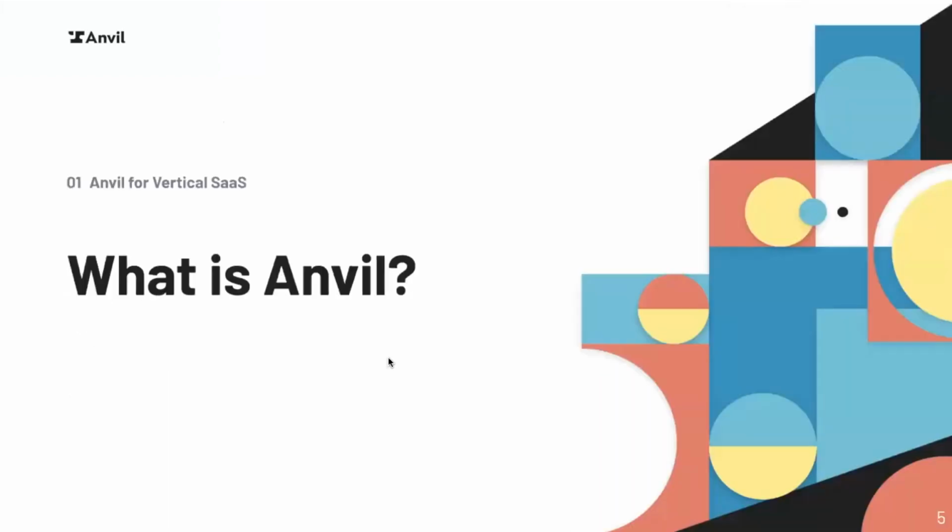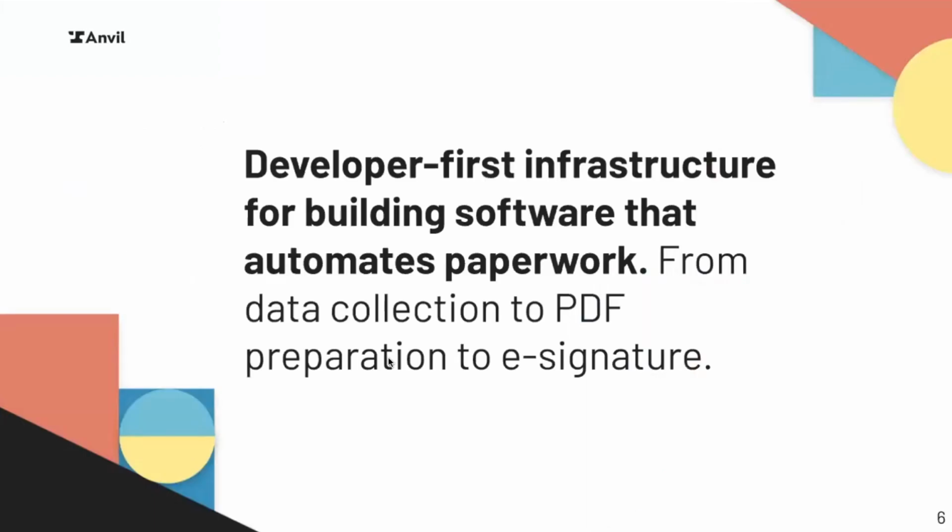So to start, what is Anvil? I realize there's a lot of text here, but Anvil is the developer-first infrastructure for building software that automates paperwork. That means everything from gathering the data that you need to fill out a PDF to actually setting up the PDFs and then also sending those PDFs through e-signature. Of course, not all paper processes require every single one of these steps, and Anvil makes it easy for you to use just the pieces you need out of the Anvil infrastructure to build the exact workflow and process that you desire.